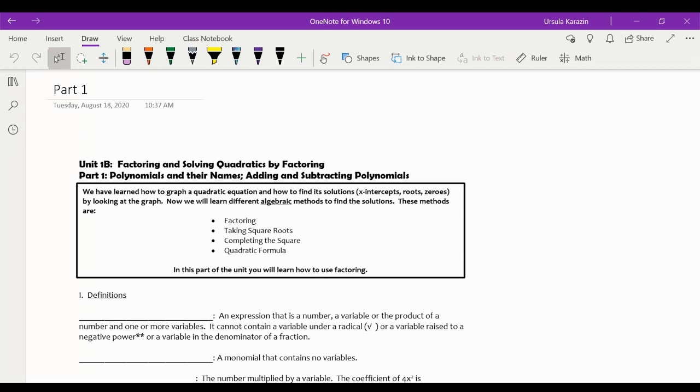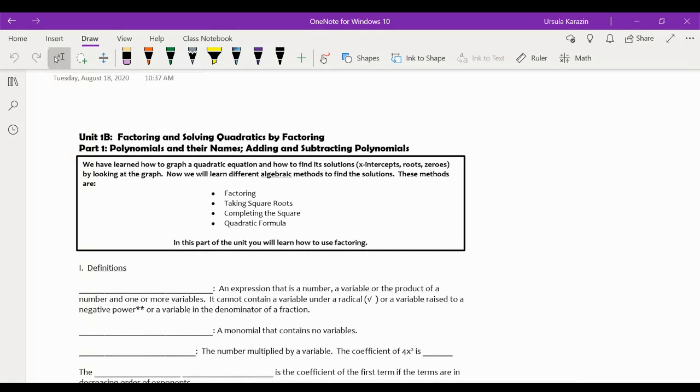So the first part was quadratics. What are they? How do we graph them? And how do we find solutions by looking at the graph? This unit is still quadratics. All of Unit 1 is quadratics, but it's how do we find solutions, or how do we solve them, using other methods? Okay, so let's start with what is a quadratic, just to make sure you recall.